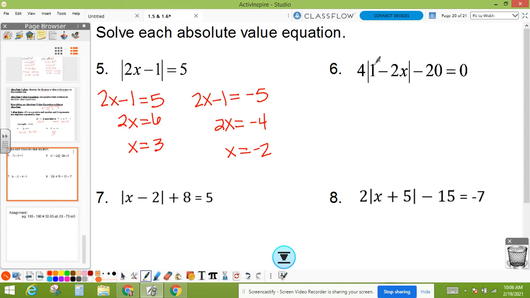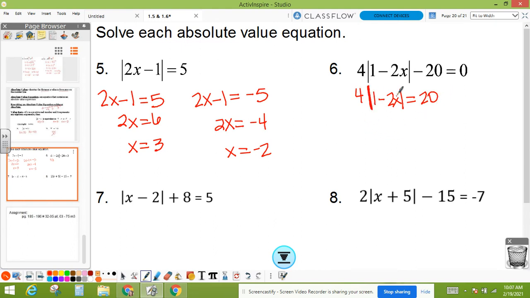All right, we're trying to get absolute value by itself. Remember, that's step 1. Never distribute. Put a big old star on your paper and write that down. Never distribute into absolute value. We're going to add the 20. We're going to have patience. We're going to divide by the 4.